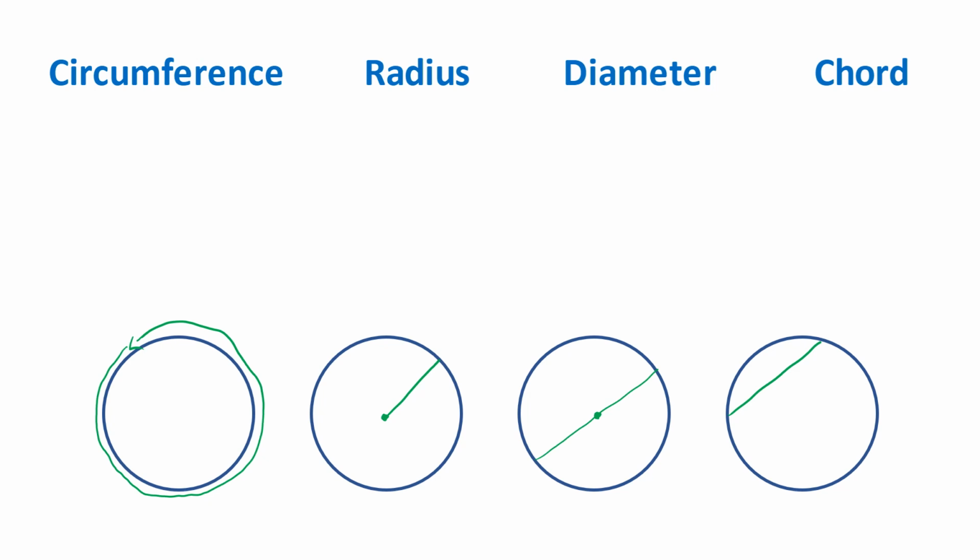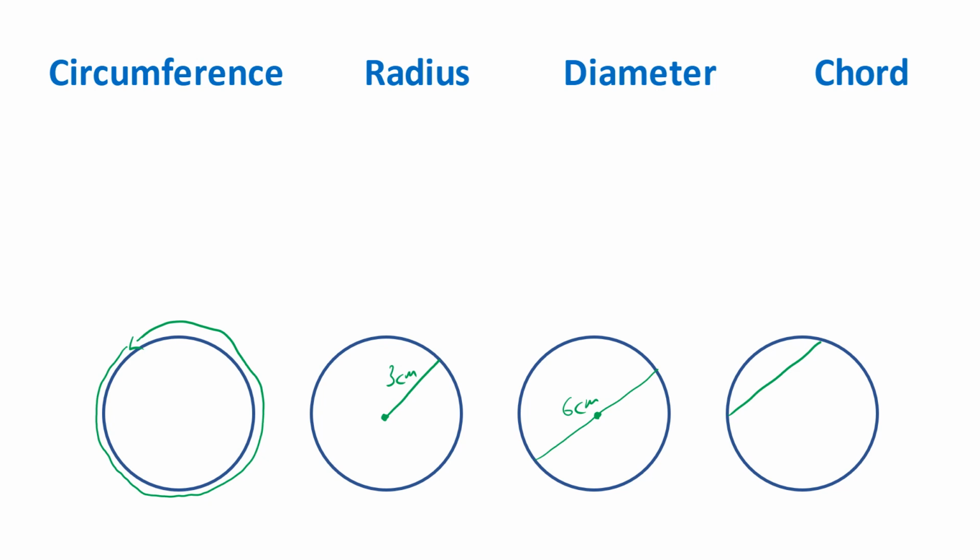Now, a diameter is a line that goes all the way across the circle from a point on the circumference on one side to a point on the circumference on the other side, but it has to go through the center. Therefore, it's going to be twice the size of the radius. So if the radius was 3 centimeters, then the diameter would be 6 centimeters. If the diameter was 10 centimeters, the radius must be half of that, which is 5 centimeters.